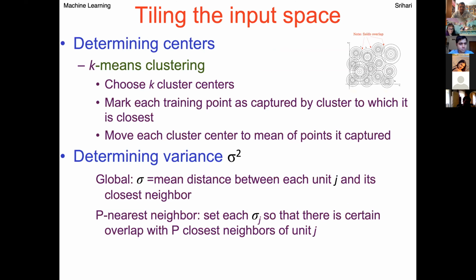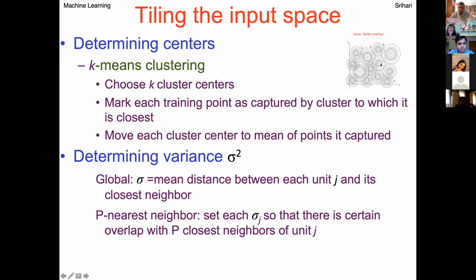So how do you determine the centers for the means? One is k-means clustering. Choose k cluster centers. Mark each training point as captured by the cluster to which it is closest. Move each cluster center to the mean of the points it captured. So you can say, look, we have a bunch of data in a two-dimensional field here, and we say, well, can you find some finite number of cluster centers for the data? And this is showing the centers for the data. Every group of concentric circles is a center for the data, and the size of the circle is the spread of that data there. And so those are the mu and sigmas for each of these regions.